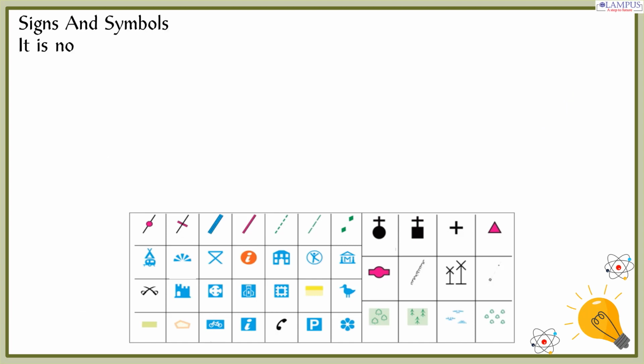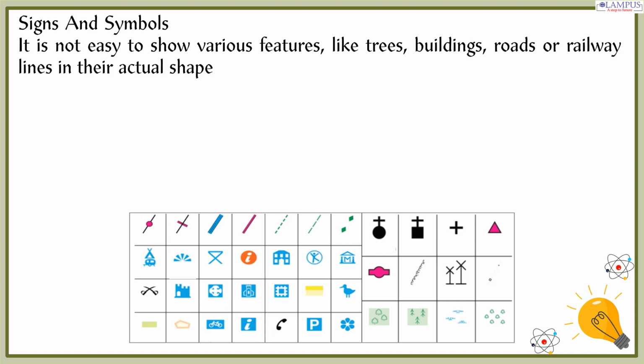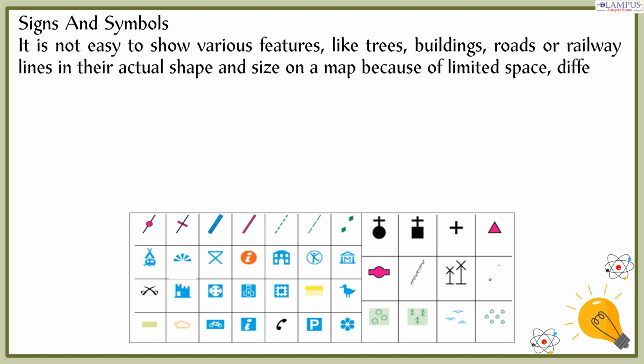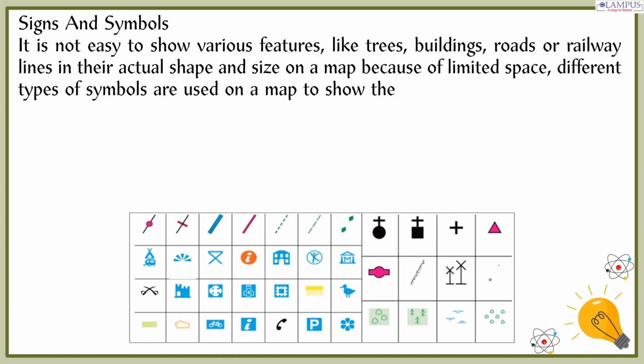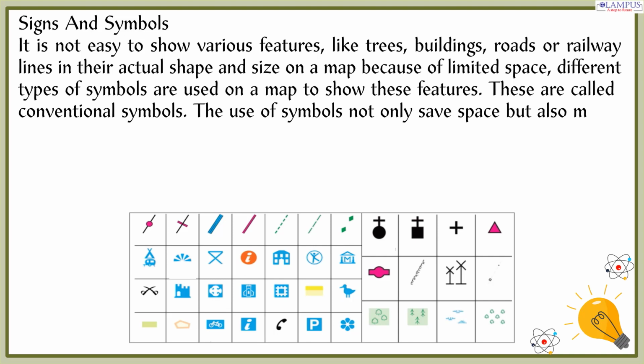Signs and symbols. It is not easy to show various features, like trees, buildings, roads or railway lines in their actual shape and size on a map because of limited space. Different types of symbols are used on a map to show these features. These are called conventional symbols. The use of symbols not only saves space but also makes it easy to draw on maps.